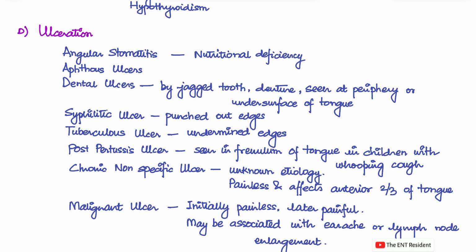Dental ulcers are caused by sharp teeth or ill-fitting dentures, and these will usually be seen at the periphery or the undersurface of the tongue. Then there is syphilitic ulcer, where the common characteristic is punched out edges, and undermined edges will point more towards tuberculous ulcer. Post pertussis ulcer can be seen in the frenulum of the tongue in children with whooping cough.